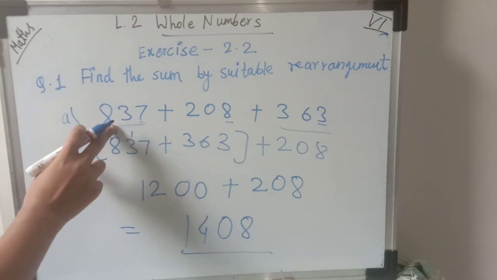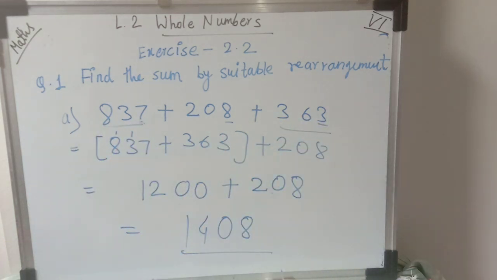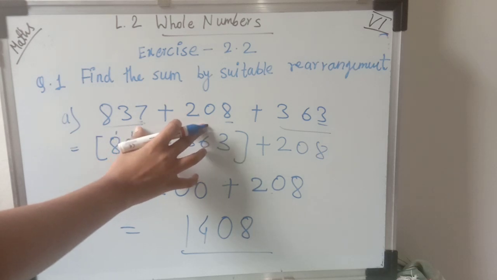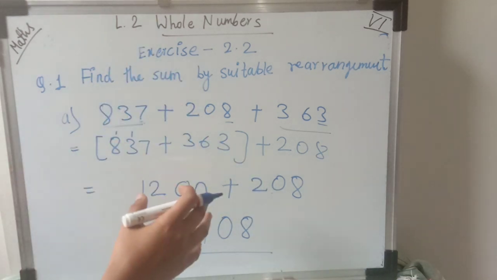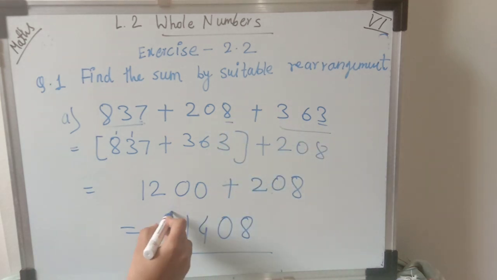First we have added 837 and 363. How to decide? Now students, if you do the addition of these two numbers, if you don't want to do so, you can also take these two numbers, and the answer will come the same.